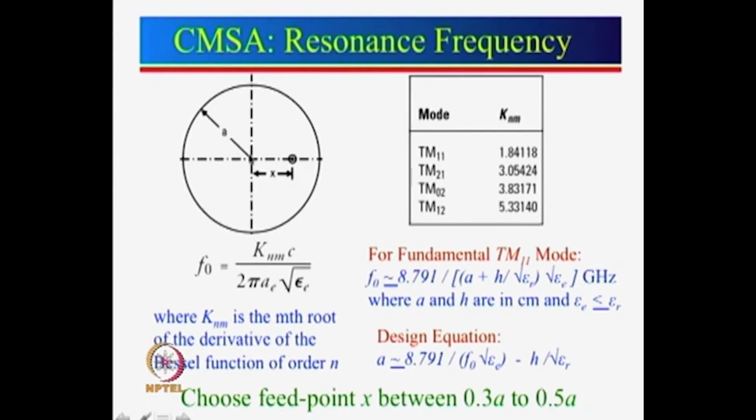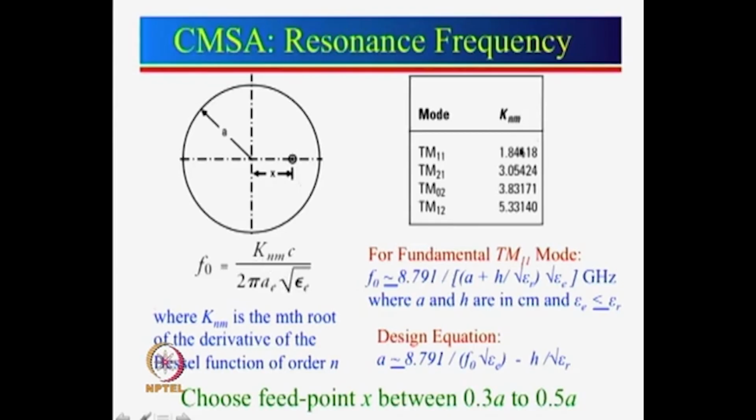And since the voltage here is 0, the impedance here is 0. The impedance here will be maximum because current is 0 here, so V divided by I will be maximum. Again, somewhere along this axis here, we can find a feed point location where input impedance will be 50 ohm. So now for the fundamental mode, we have simplified this expression here.